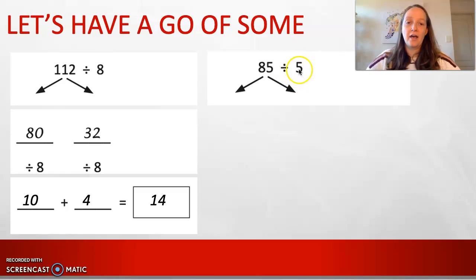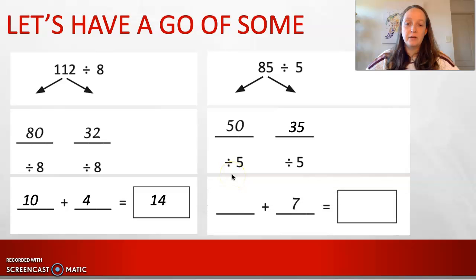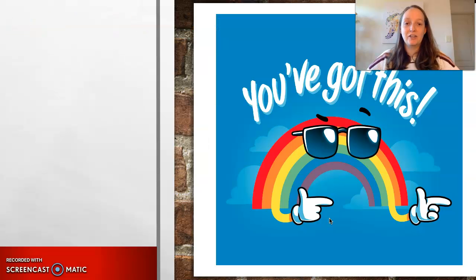85 divided by 5. Let's use this same strategy again. We know that we could get 50 over here and 35 left over. 50 plus 35 both equal 85. We know that they're both divisible by 5 because their units column has either a 0 or a 5 in it. Now, if we were to divide 50 by 5, we would get 10. If we were to divide 35 by 5, we would get 7. Therefore, 85 divided by 5 equals 17. What a great strategy.